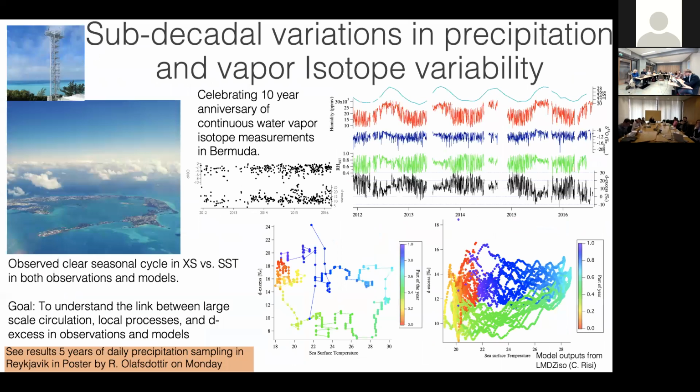Okay. Well, I just want to say, since we do have 10 years of observations, the next study that I'm going to look into is to use the observed seasonality of DXS versus sea surface temperature that we see both in observations and in the models, in order to understand the link between large-scale circulations, local processes, and DXS in observations and models. And I would like to point you to the poster by Rosa Olafsdottir today, with 5 years of daily precipitation sampling in Reykjavik.